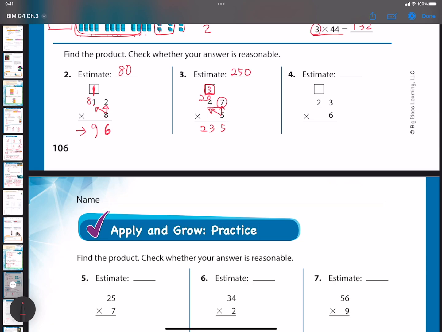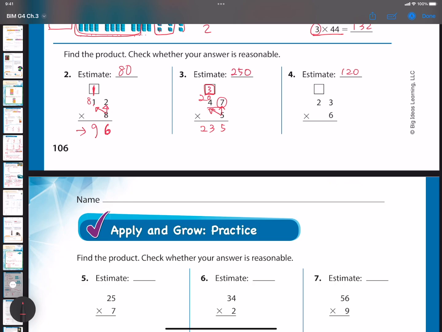Let's move on to number 4. Let's not forget to estimate first. So this 23, which number is closer, 20 or 30? If you said 20, you're correct. So now 20 times 6, 120, correct? Yes, since 6 times 2 is what? 12, and then you need to add one more 0 at the end.